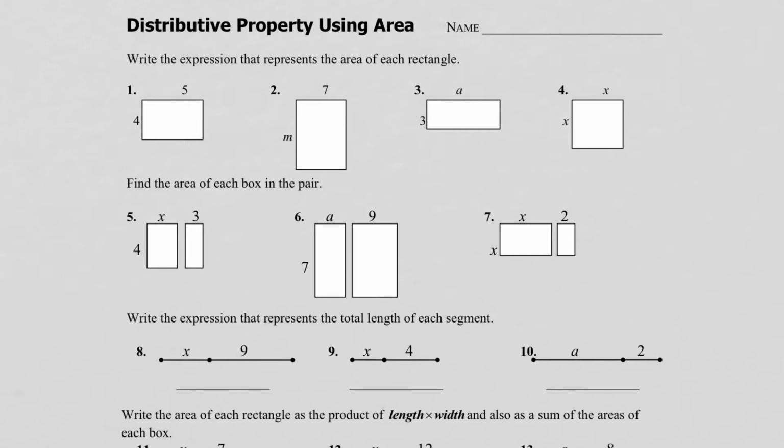Right, let's begin these notes. First directions say to write the expression that represents the area of each rectangle. So we know that to find area, we're going to take the base and multiply that times the height.